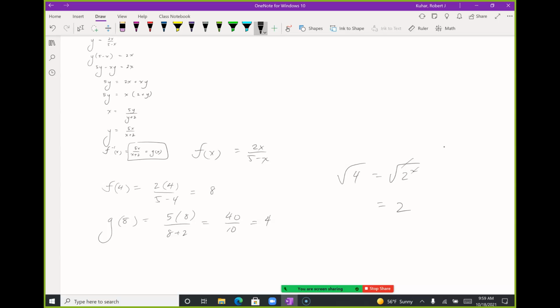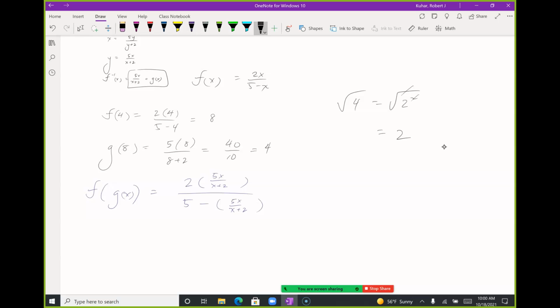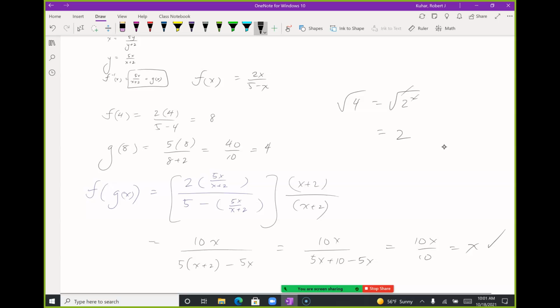So let's see what happens as I do f composed with g first. You're doing this along with me at home or wherever you are. I'm going to write my original function, 2 times x all over 5 minus x, and inside of that I'm putting my inverse machine, 5x over x plus 2. Simplify it. On your mark, go. Yes, that's what we wanted to happen.